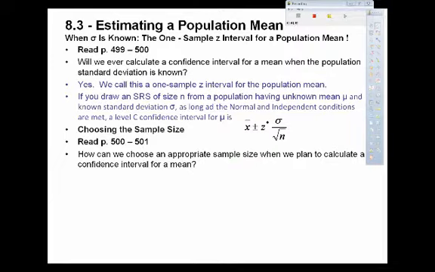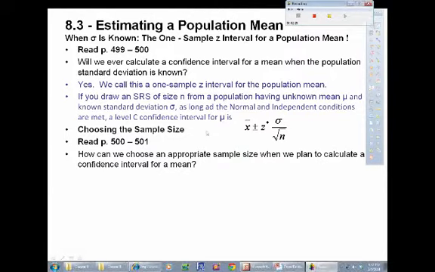All right. How can we choose the appropriate sample size? A wise user of statistics never plans data collection without planning the inference at the time. You can arrange to have both a high confidence and small margin of error by taking enough observations. So we have to figure out what sample size we need to take. So how do we choose an appropriate sample size when we plan to calculate the confidence interval for the mean?